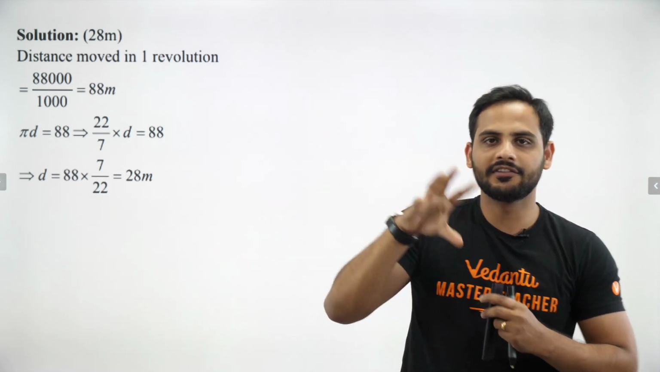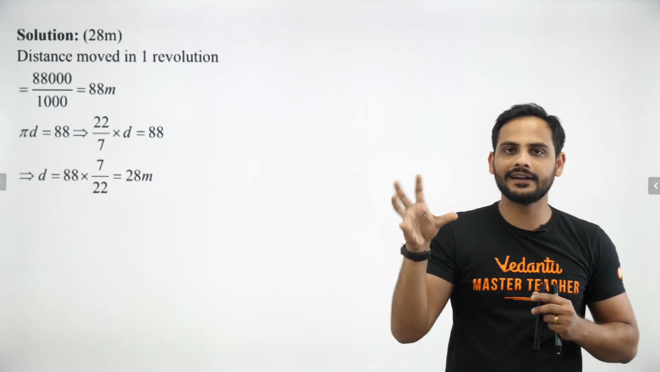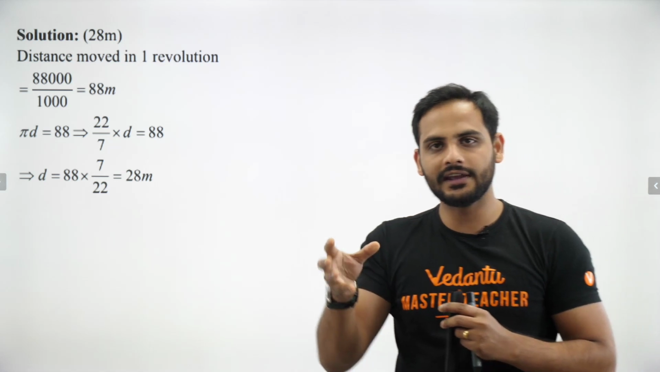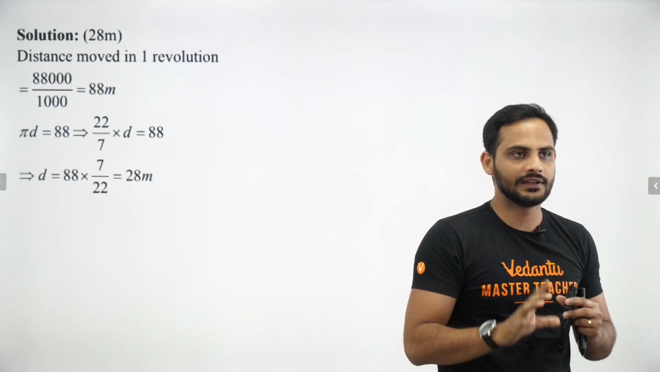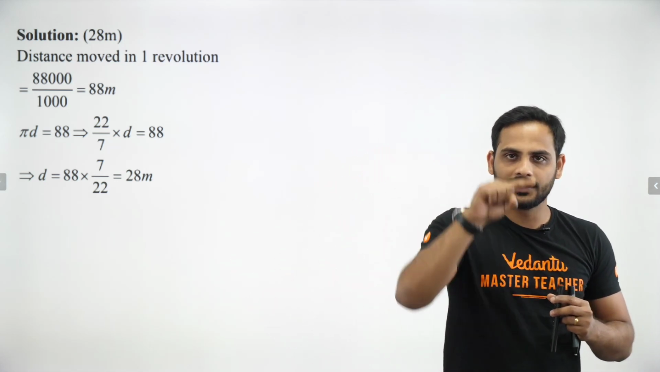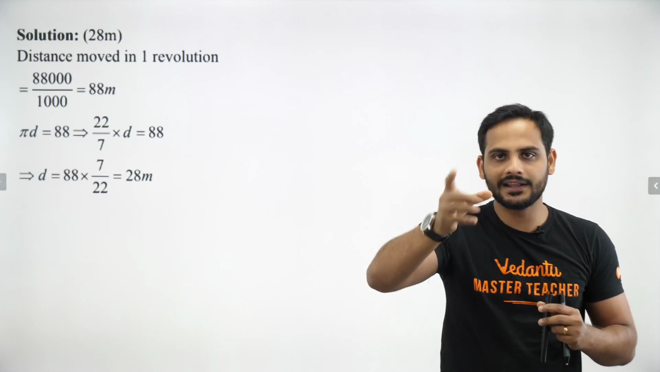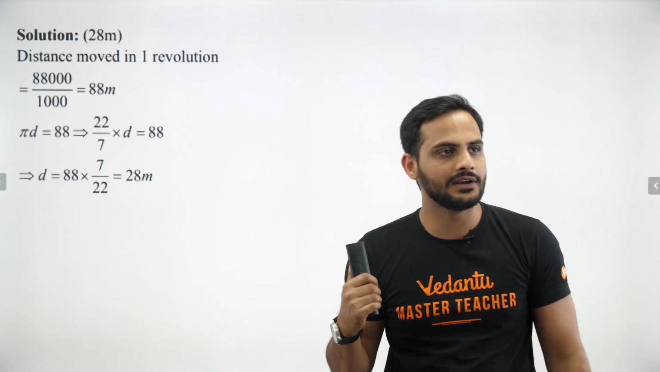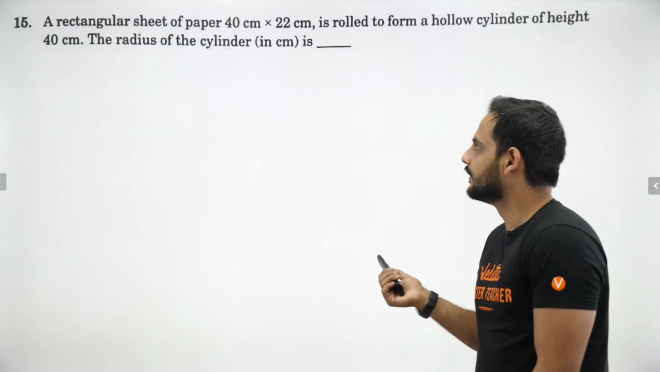Okay, remember. If the wheel and all is given, so they are only taking it as a circle. If the roller and cylindrical part is given, then what will they say? They will say that sir, you have to use the CSA. Remember this point. With the wheel, you will take circumference. With the cylinder, you will take the curved surface area. What you will take? Curved surface area. So 28 meter is the correct answer. Very good. Let's move to the next question.